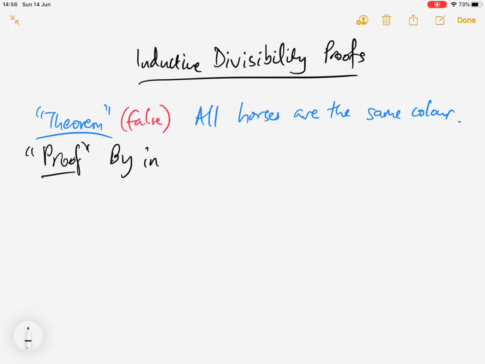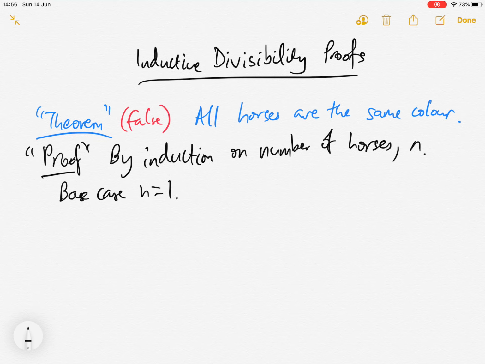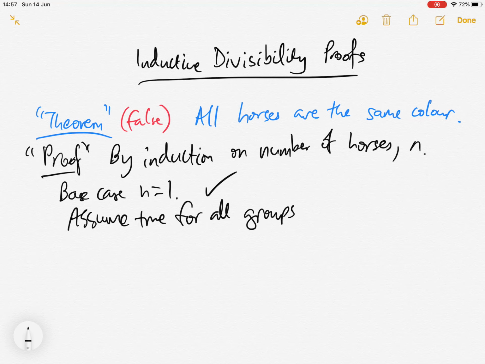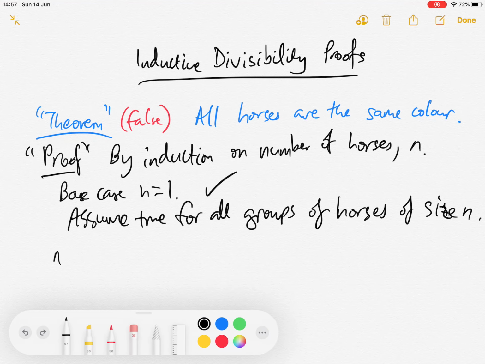So let's prove it by induction on the number of horses, n. So base case, n is 1. Well, if we only have one horse, it's the same colour as itself, so we're done. Assumption, assume true for all groups of horses of size n, and then consider a group of horses of size k plus 1.